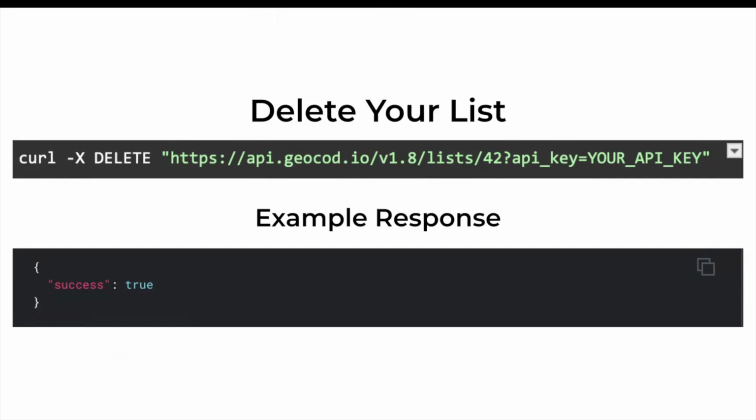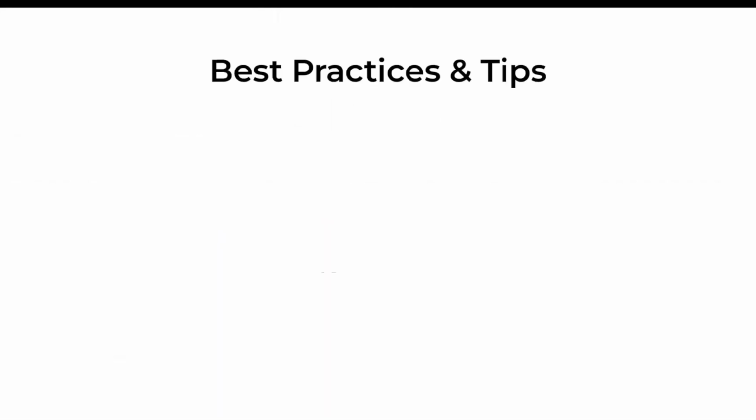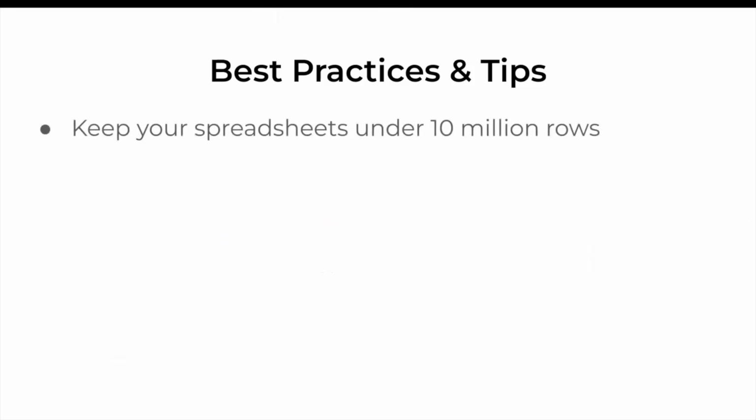Before we wrap up, here are some best practices to enhance your experience with the Lists API. 1. Keep your spreadsheets under 10 million rows. Larger batches should be split up. 2. The file size limit is 1 gigabyte, but you probably won't hit that with text data. It's just something to be aware of.